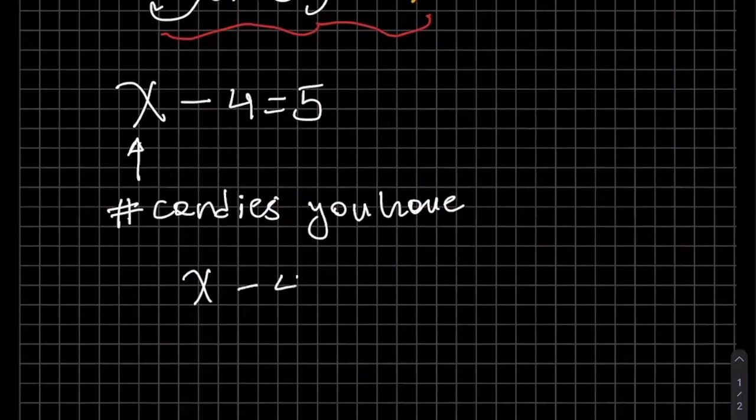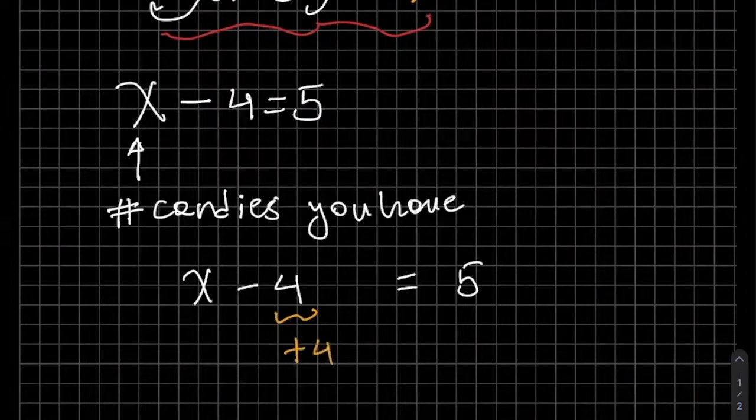We had x minus 4 is equal to 5. Then we can add 4 to both sides. If the goal is to find the value of x only, then we have to put x by itself on one side of the equation. In order to remove the minus 4, we have to add 4 to it.